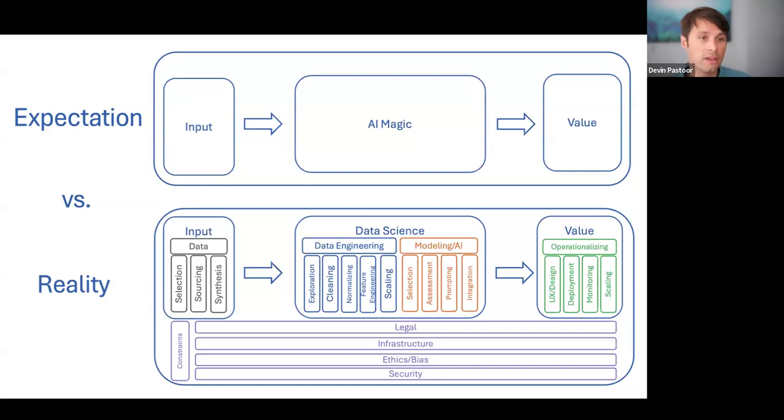In my mind, this is an achievable goal. AI is here to stay. However, we have to tackle this, realizing what we're in for and making sure that we're setting the appropriate expectation.